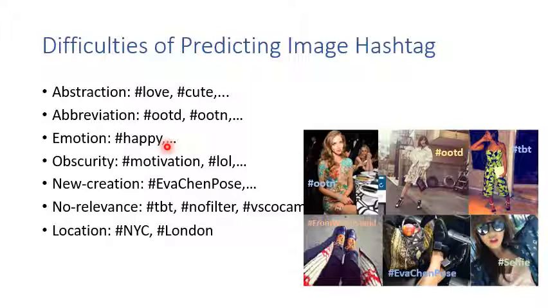And obscurity: some will take their photos as motivation, laugh out loud, or there are some new creations. There are new creations every day, and some hashtags are not relevant to the content, like no filter or throwback Thursday, which means old photos, and some are related to the location, like NYC, London. So those difficulties make predicting image hashtags very difficult.